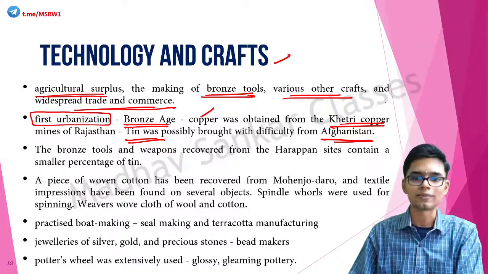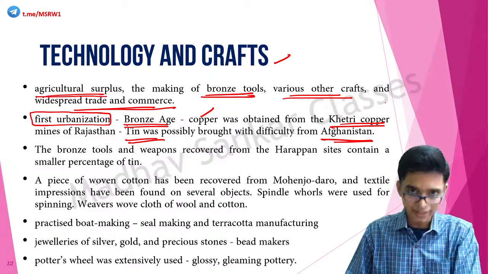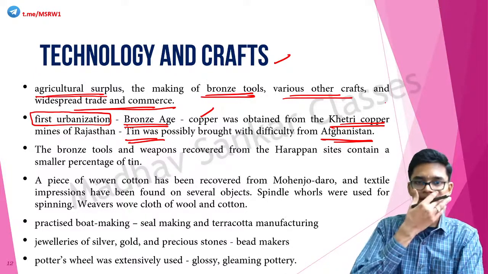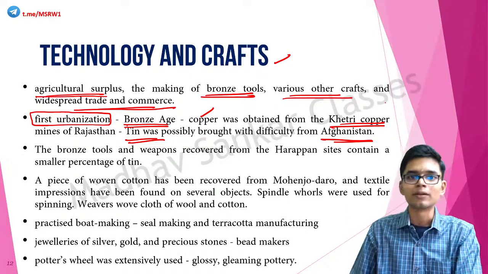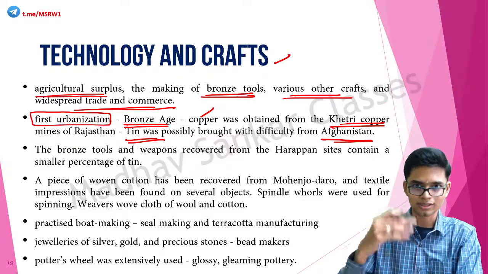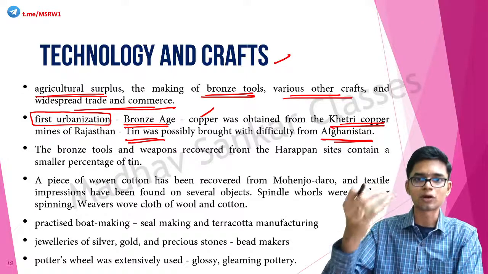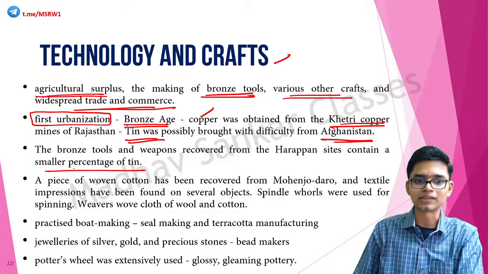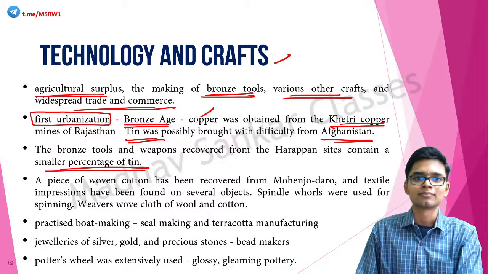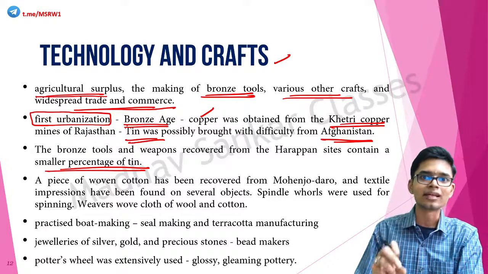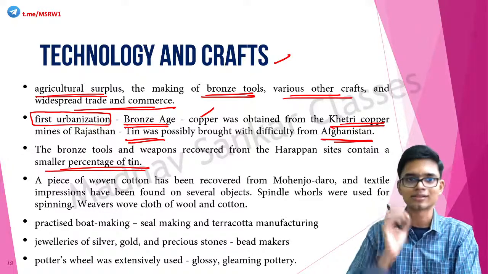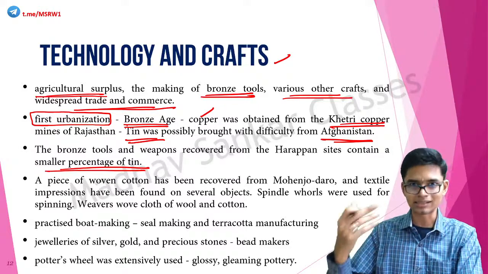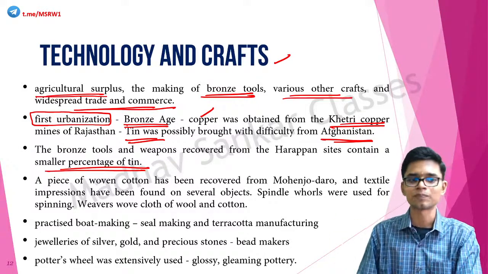But then again, because of the lack of abundance of tin, most of the Harappan bronze tools were actually made with a very small percentage of tin. The content of tin in Harappan bronze tools is very low, solely because tin is not cheaply or easily available in the Harappan region.